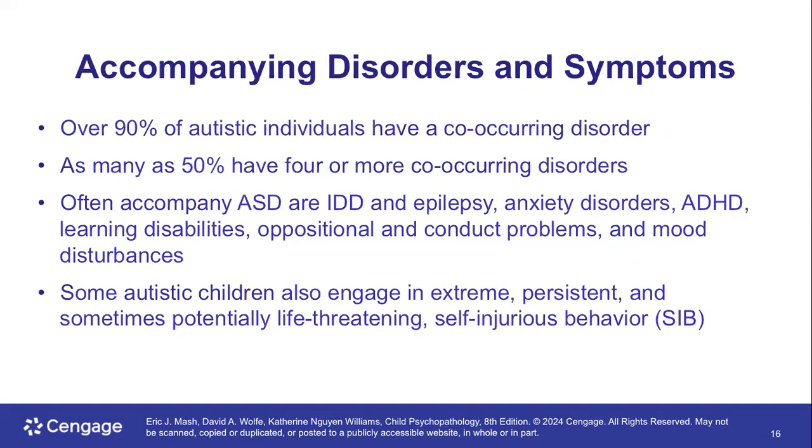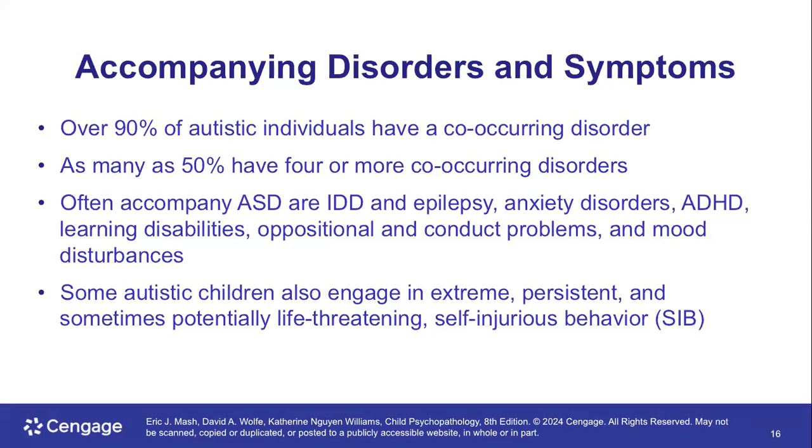We also see other diagnoses, mental health diagnoses. Over 90% of individuals on the autism spectrum have a co-occurring mental diagnosis. And common mental diagnoses are intellectual disability, epilepsy, anxiety, ADHD, learning difficulties, oppositional defiant and conduct disorder, and mood disturbances. And we see about half of children on the autism spectrum have about 4 or more diagnoses. So there are significant issues related to co-occurring disorders.